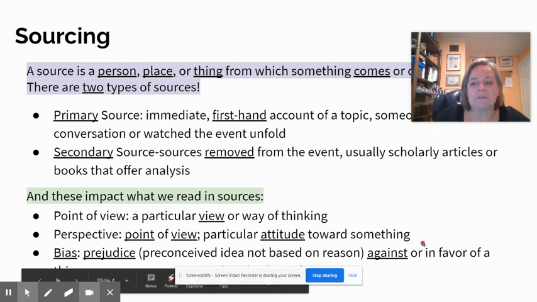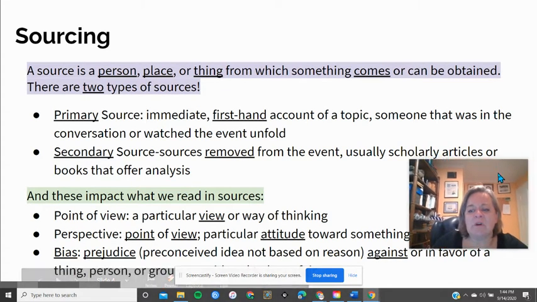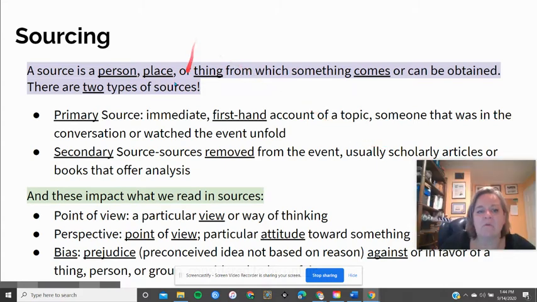Now on to sources. So, sources are ways that we learn about our history. We can get information from people, from places, from things like newspapers, news articles, filmings, recordings. These are things that we come across that we can get information from. There are two types of sources that we use. One is a primary source, and a primary source is going to be an immediate firsthand account of what happened.